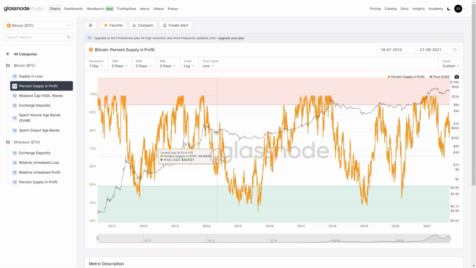What we're going to look at first is the percentage supply in profit. What this indicator does is that Glassnode looks at each and every wallet in the Bitcoin blockchain and at the prices at which the coins were acquired. Then they look at what the price is today, and whether the account has a positive or a negative balance in fiat relative to the entry price of the coins. This is really not that complicated. It's just that there are so many accounts out there that it turns out to be big data.